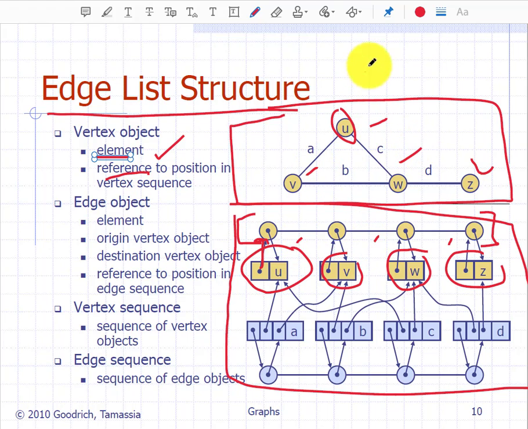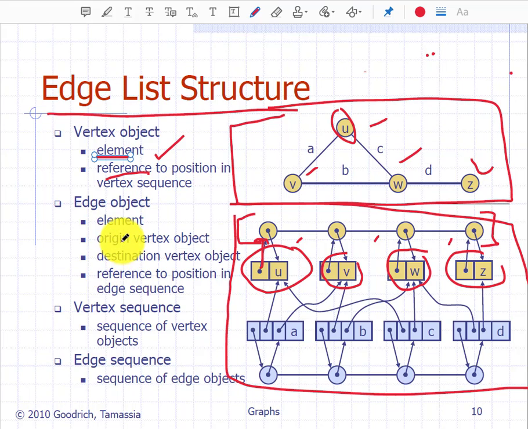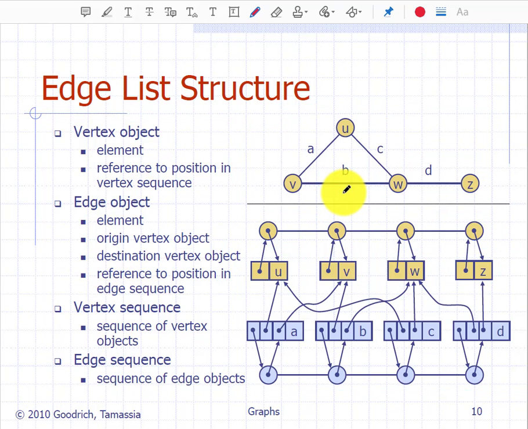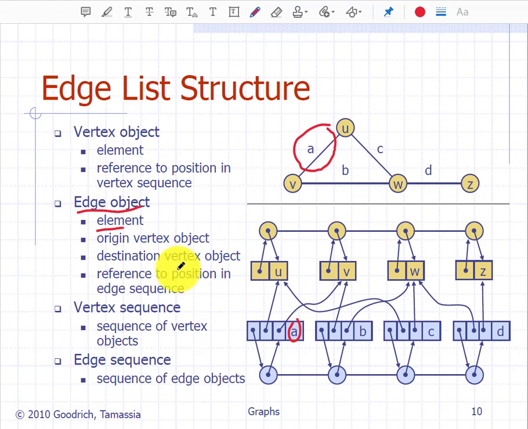Let's look at the edges. In the example of the edges, you have different edge objects. I'm just going to remove all of the markings so we can make it less busy. For an edge object, you have the element. So let's suppose we're dealing with this A, which is an edge object. So if you're dealing with the A, you've got the A, which is the actual element that's stored here, okay? You have the origin vertex, okay? So pointed to a type vertex.